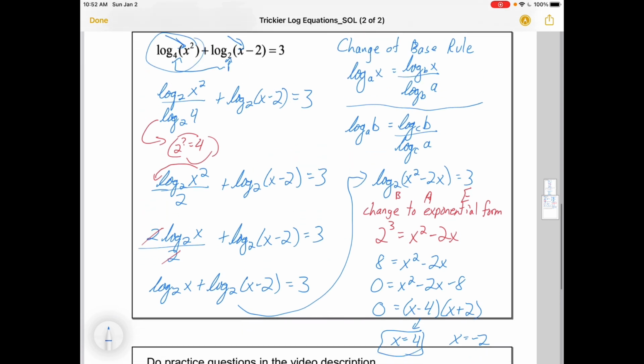Can I put -2 into this one? Yeah, I can, because of the way the question's originally presented with a square. Can I put -2 in here? No, that would give me the log base 2 of -2 minus 2, or log base 2 of -4. Can't take the log of a negative.